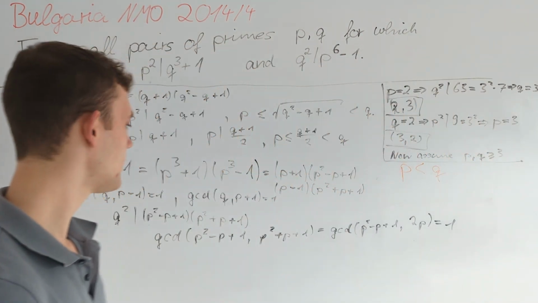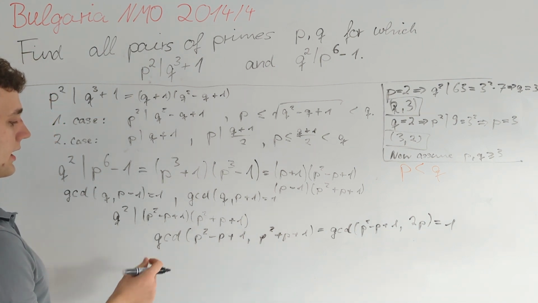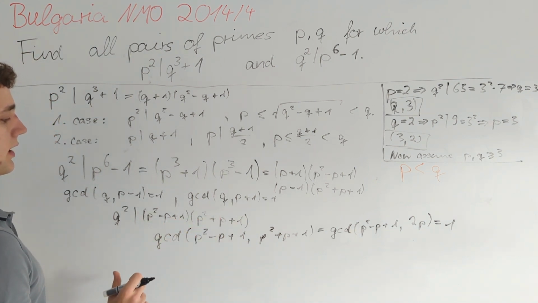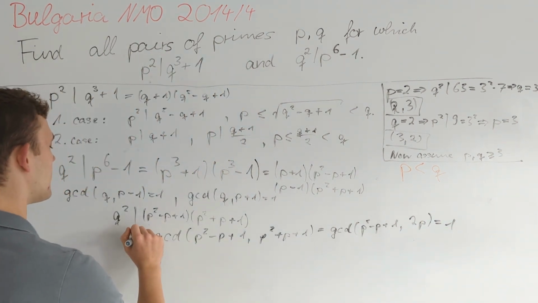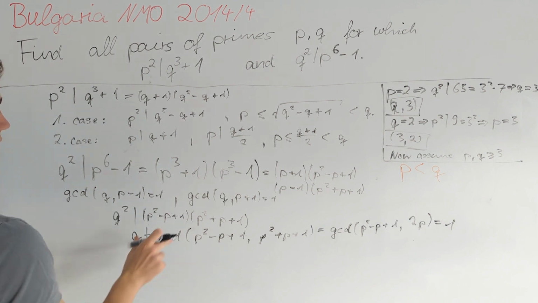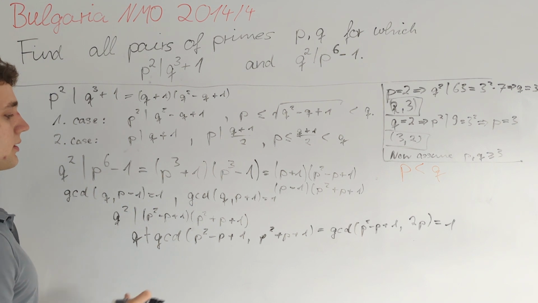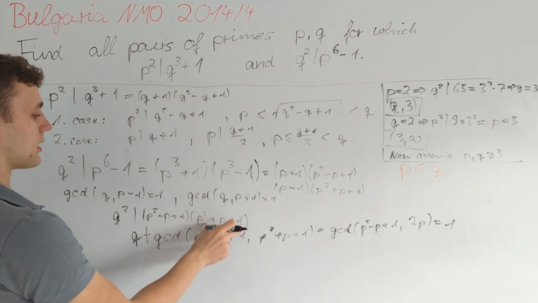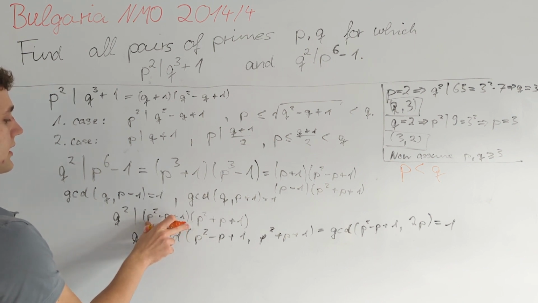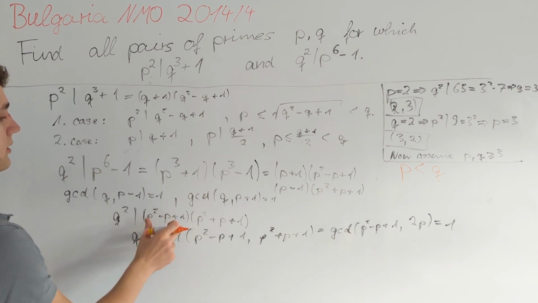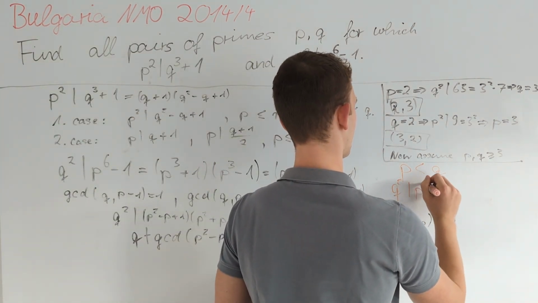Now, we remember why we considered this greatest common divisor. Because in the case that q divides both of these factors, it must also divide this. But since the GCD is equal to 1, we know that q does not divide the GCD of those factors, and therefore either q squared divides p squared minus p plus 1, or q squared divides p squared plus p plus 1. And I already said that because it is too large, q squared cannot divide p squared minus p plus 1, so we conclude that q squared divides p squared plus p plus 1.